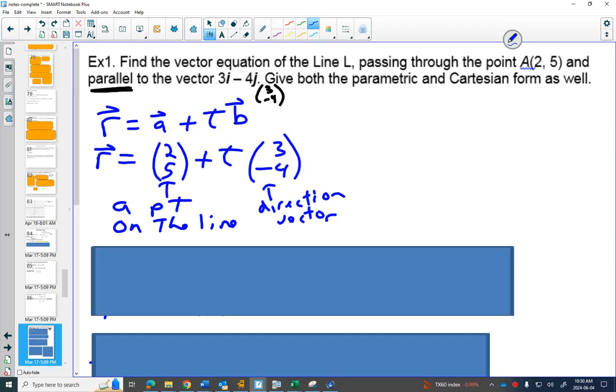And what we're saying is, I have the point A, which is at 2, 5. That's the vector A. This is the position vector A. And I know that my direction vector has to be 3 to the right and 4 down. So my direction vector, which I'm going to draw in purple here, 3 to the right, 1, 2, 3. 3 to the right, 4 down.